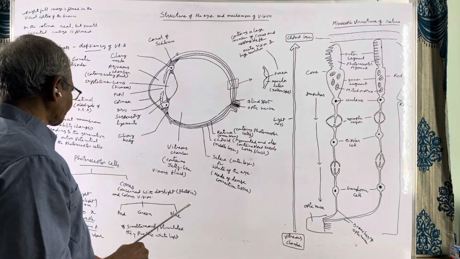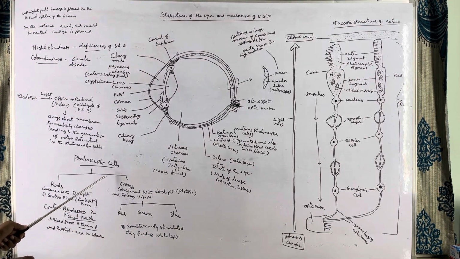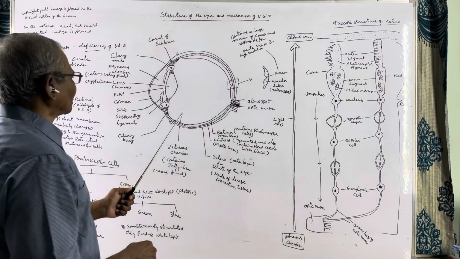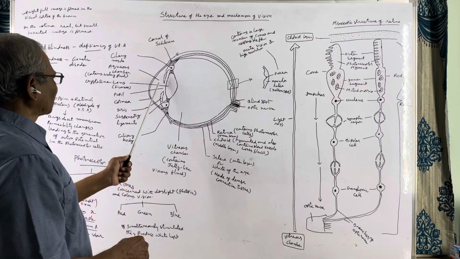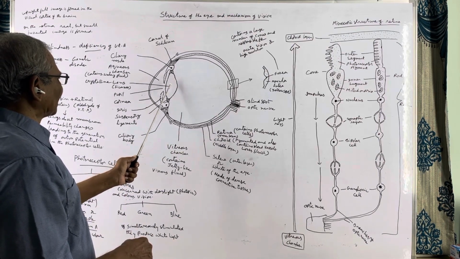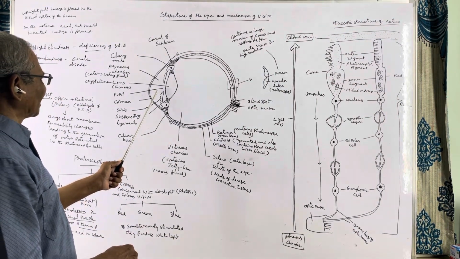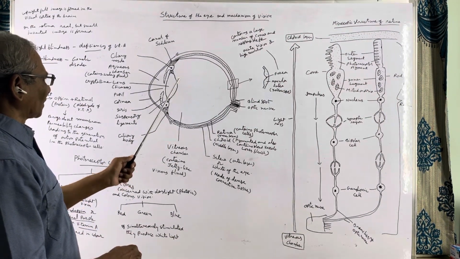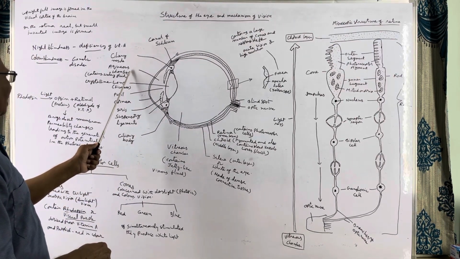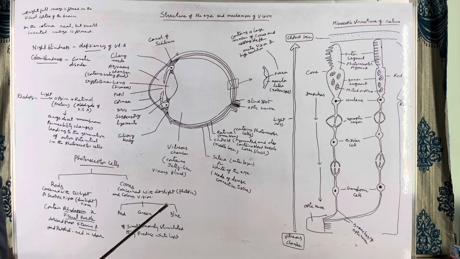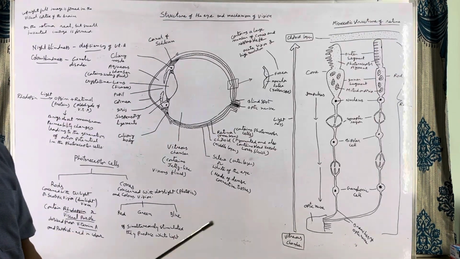Before coming back to the photoreceptor cells, I will take some other points. See, there are two chambers in the eye. There is one chamber in front of the lens, another chamber behind the lens. The anterior chamber is a smaller one and this is a bigger one. The anterior chamber is known as the aqueous chamber. The aqueous chamber is filled with a watery fluid known as aqueous humor.